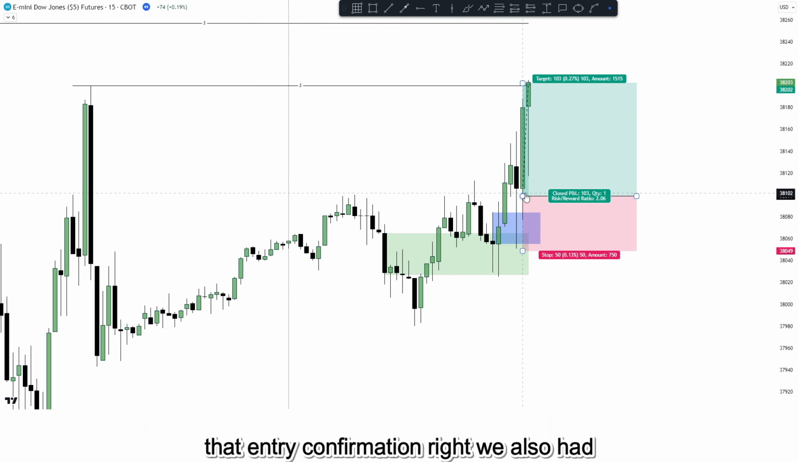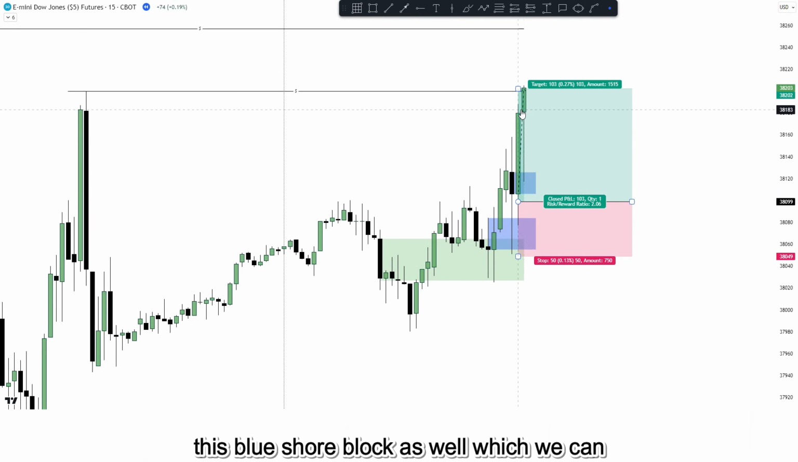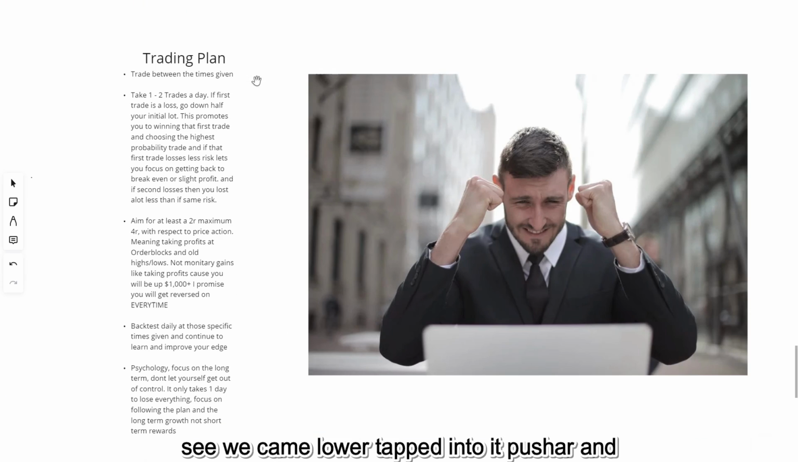But let's say you missed that entry confirmation, right? We also had this bullish short block as well, which we can see we came lower, tapped into it, push higher. And last but not least, here we have that trading plan.